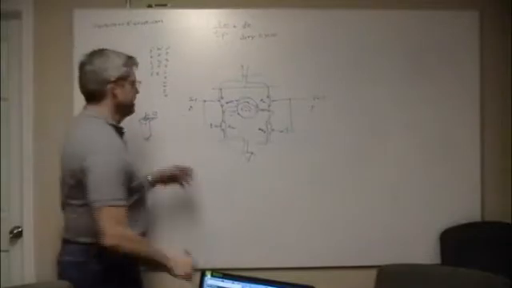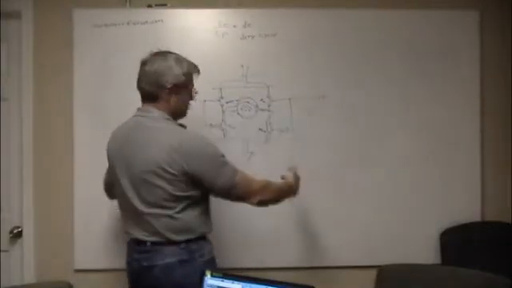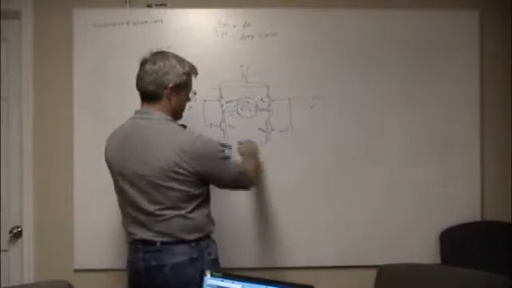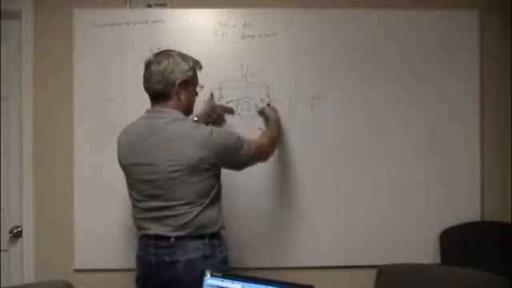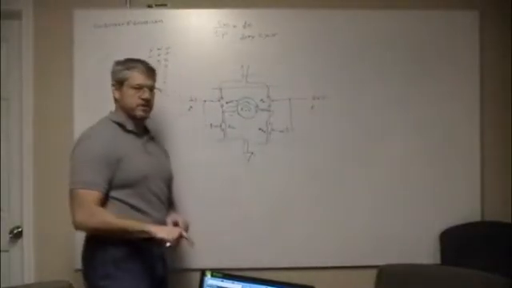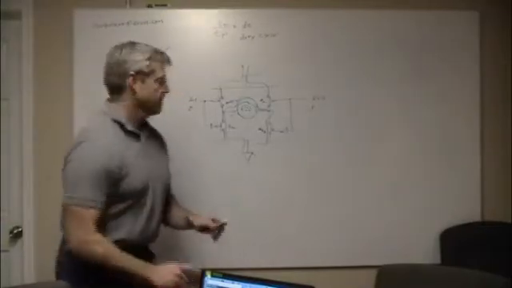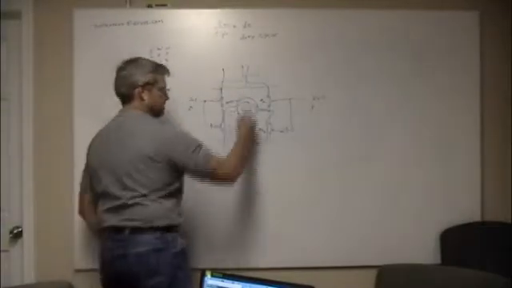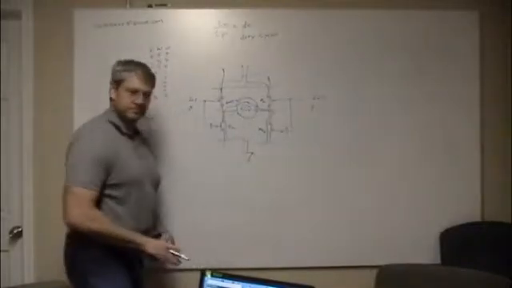Very simple way. If I make both of them the same, either they're both high or they're both low, then I've either got 5 volts on both sides or ground on both sides. The motor doesn't turn. There's nowhere for current to go. It's called an H-bridge because it looks like an H.